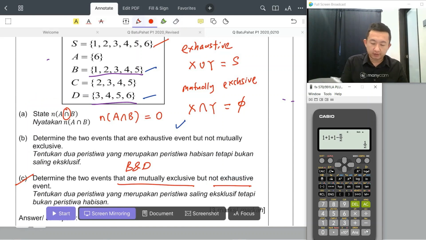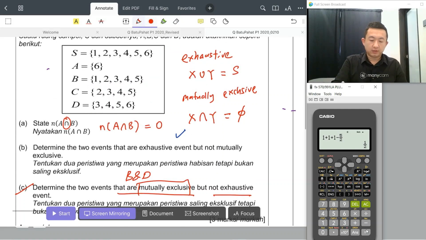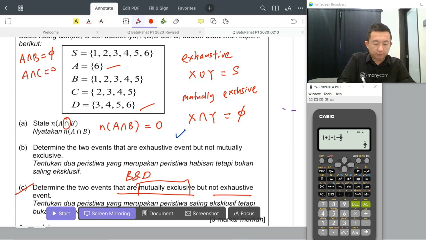We check the first one, mutually exclusive. A and B, any intersections? No. A and C? No. A and D? Yes. 6 is the intersection. So A intersect D. Oh, mutually exclusive. Sorry. So we are looking for no intersections. So A and B mutually exclusive. A and C mutually exclusive.